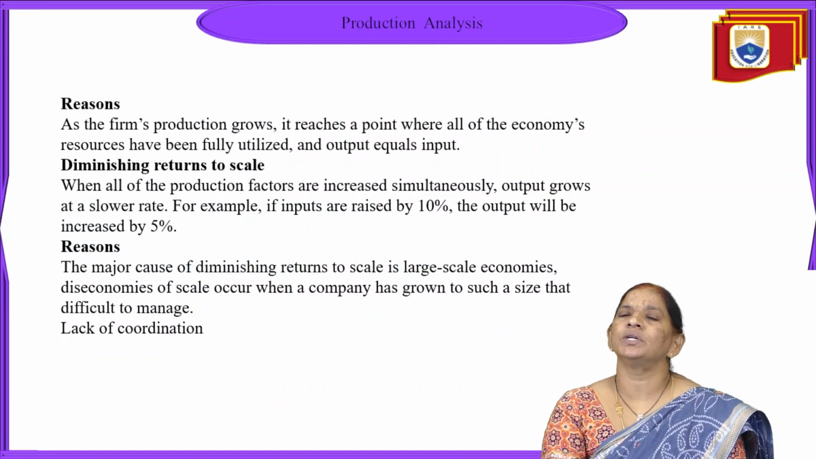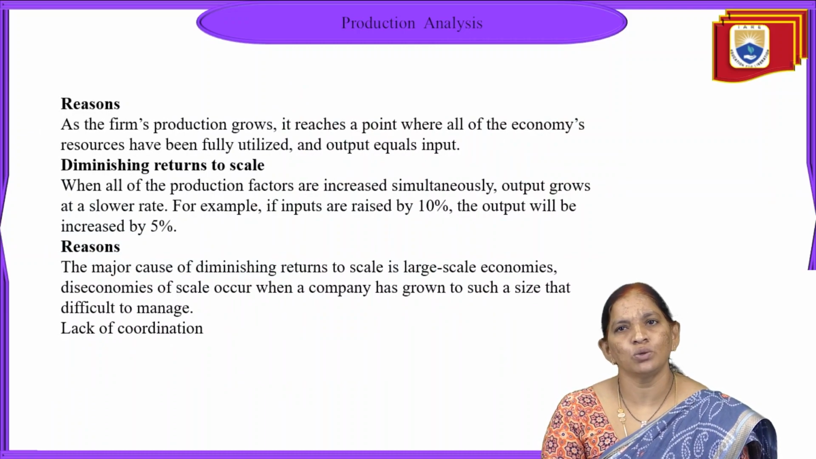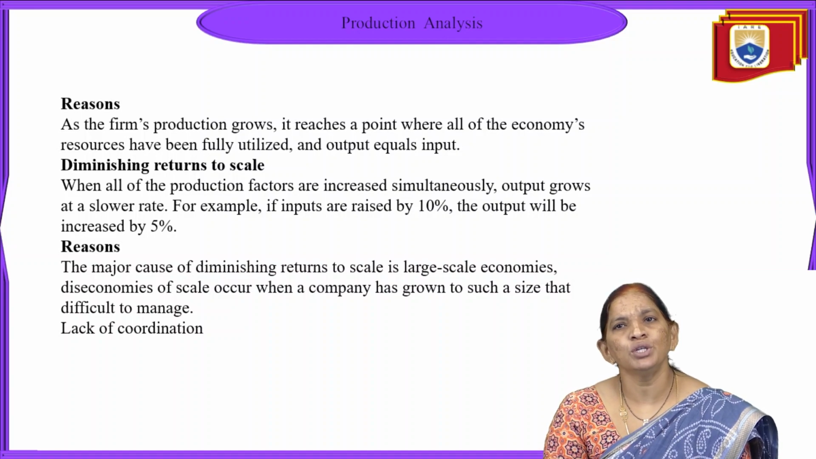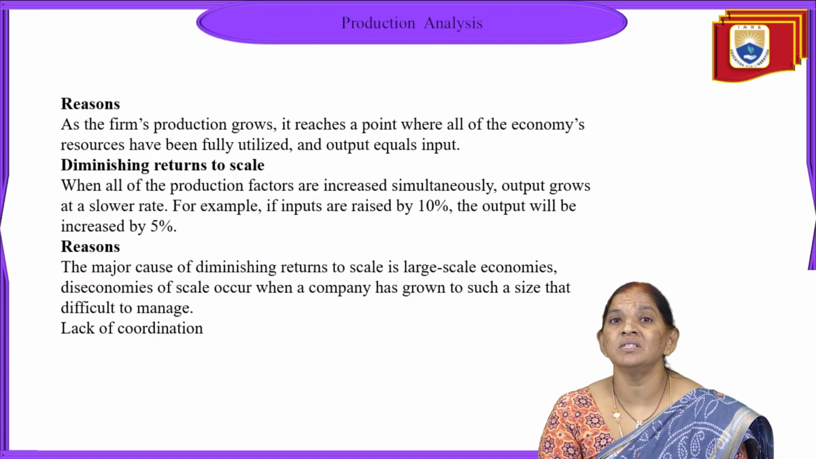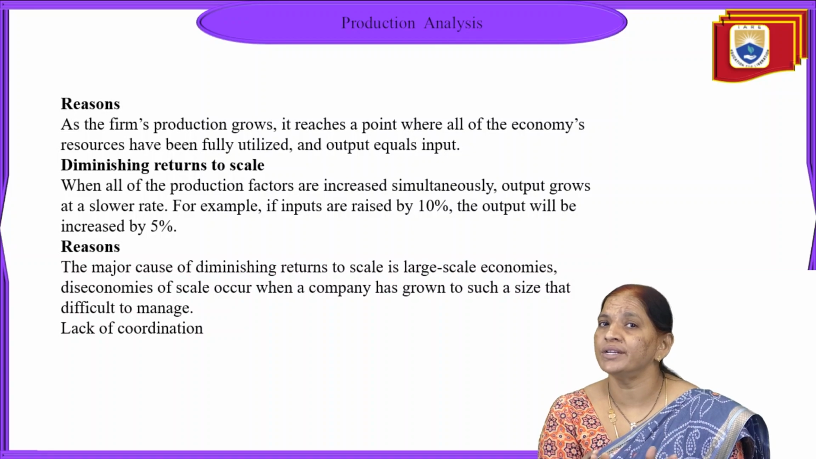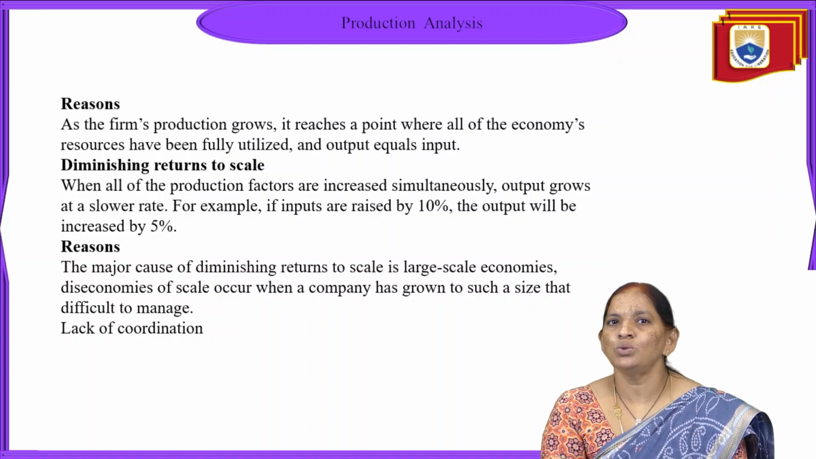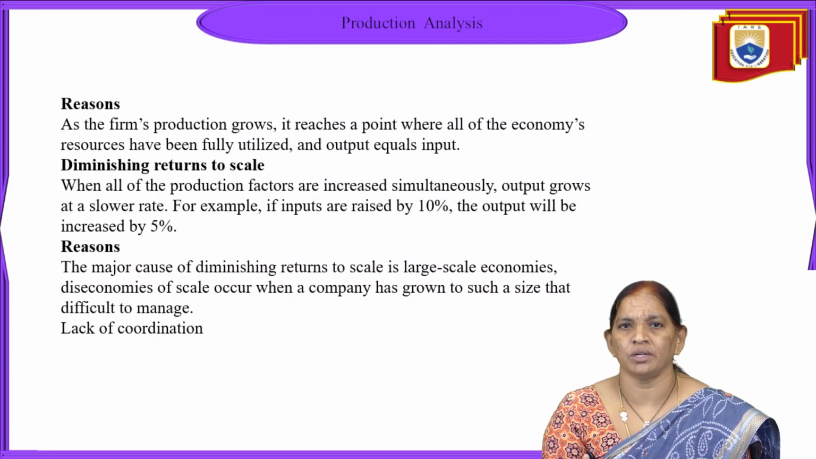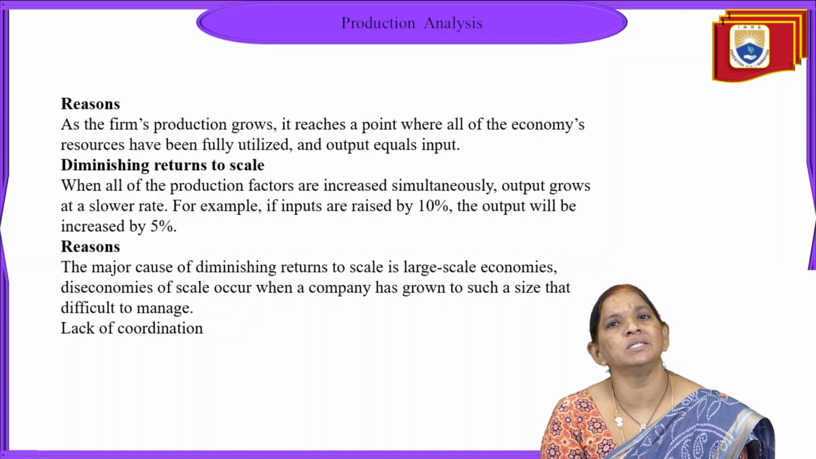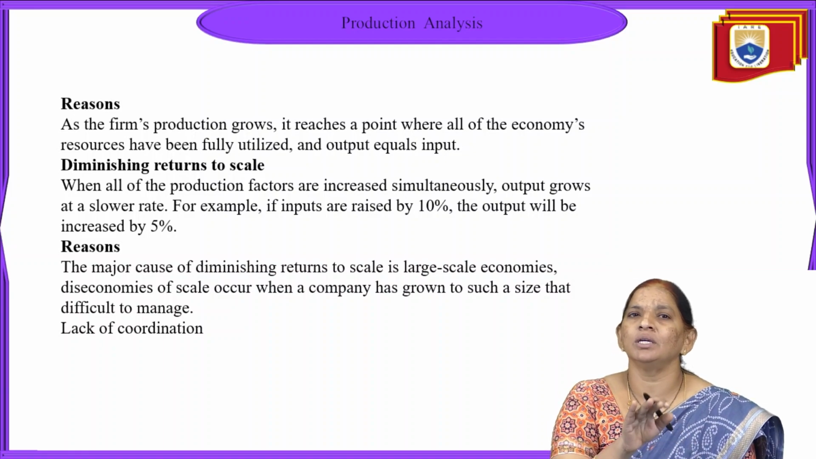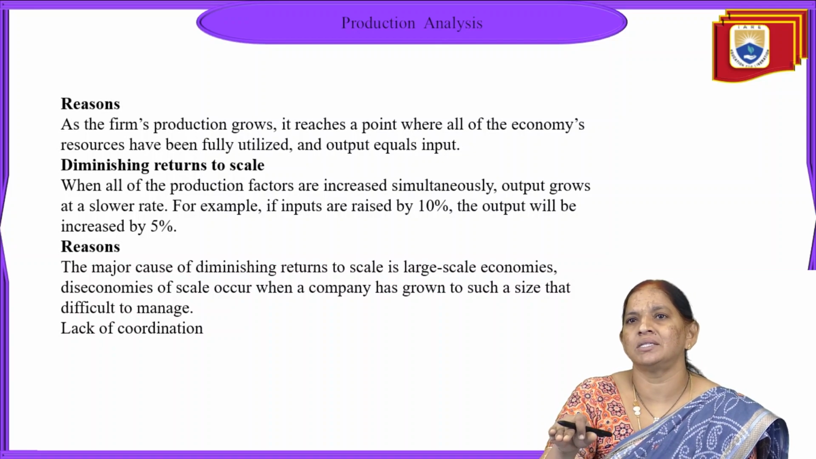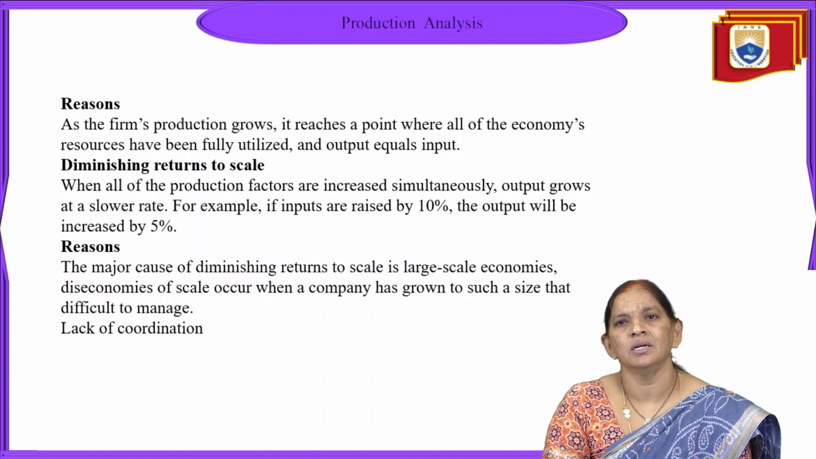The reason for getting constant returns to scale is that as the firm's production grows, it reaches a point where the economies of the resources are exhausted. In my example, when 40 students are accommodated in one room, after 40 I may be able to introduce one or two or maybe another 5 students, and after that I can't accommodate a single student. So when the capacity or economies are fully utilized, we identify constant returns, which is equal inputs and outputs.